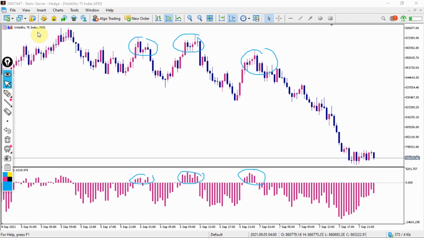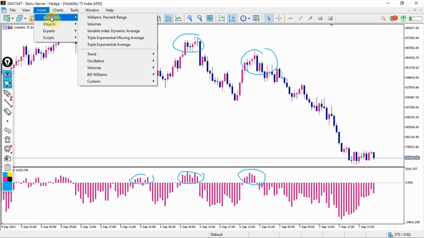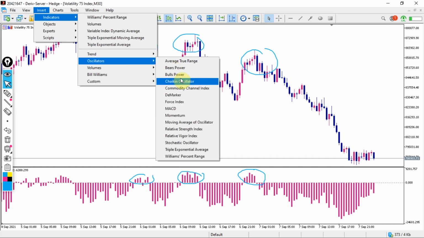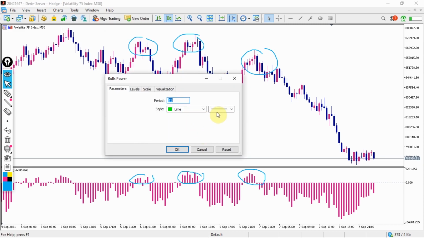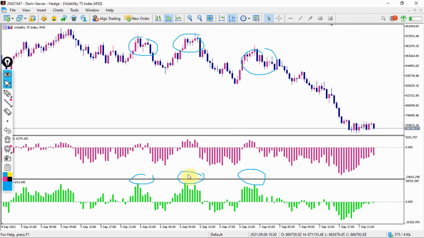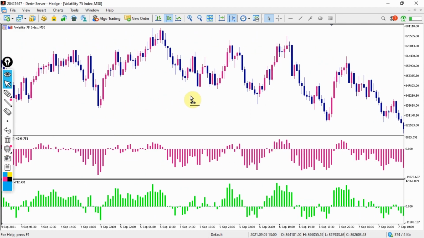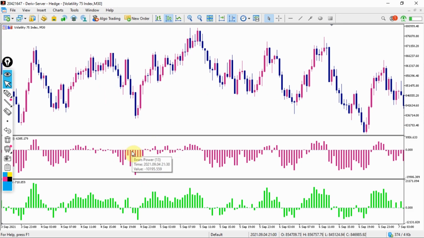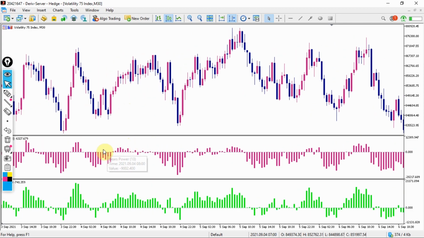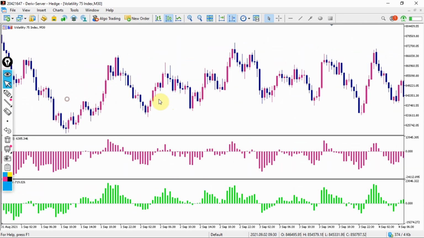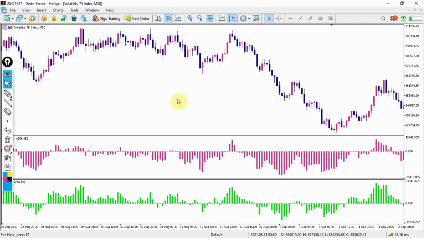So when it comes to the opposing side, you can even try the bull's power. Same thing, you can change the color. And the bull's power is just telling you the exact opposite. So it's just the opposite of this bear's power. But I encourage you to always use just one indicator for your scalping purposes. But if you want to go deeper into details, you can use this one.